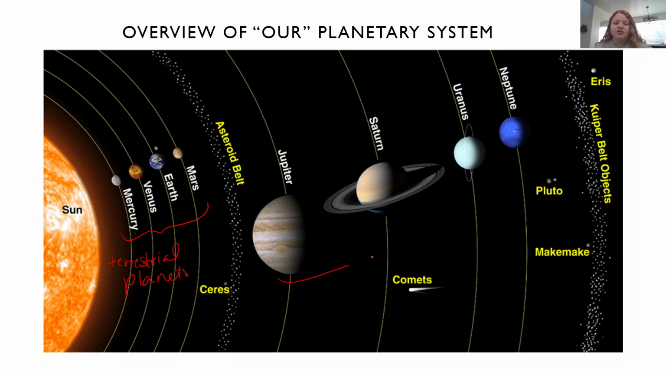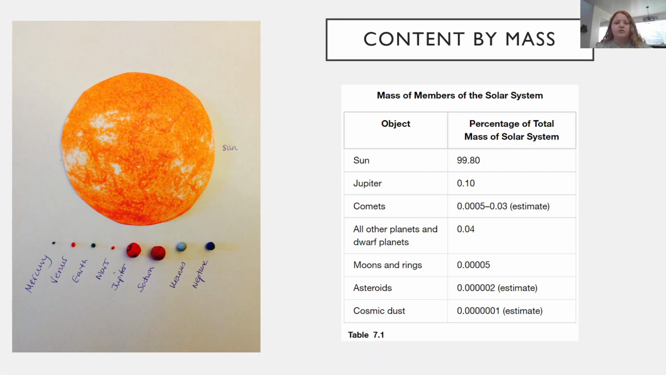And then we have our giant planets. So it's going to be these next four. These are our giant planets. And we have included in that gas giants, that would be Jupiter and Saturn, and we have some interesting characteristics. So this is kind of our overall view of the solar system. So let's look at first the content of our solar system by mass.